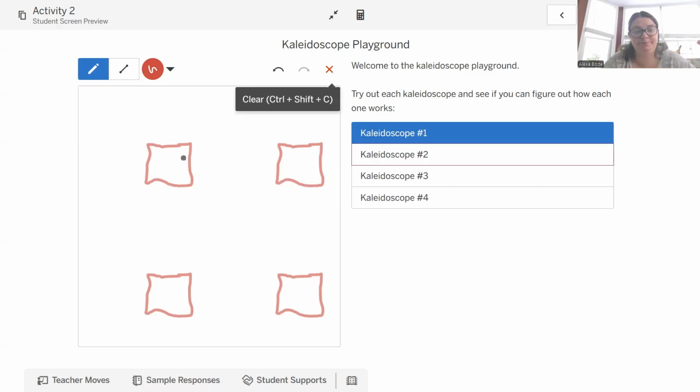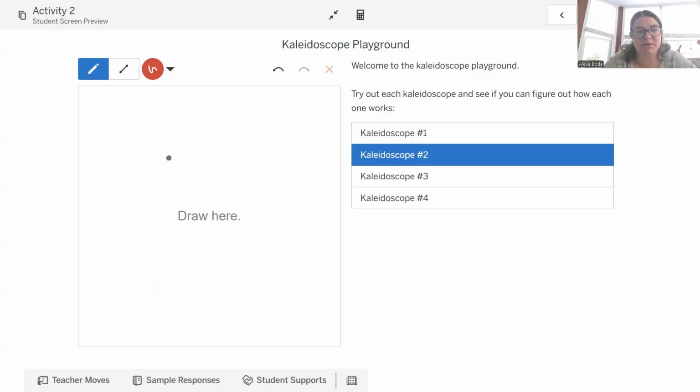This one here, if I draw my rectangle or my square, it's almost like it's turning it. Notice that they're all not facing the same way. So as I draw this, this is turning my square in different positions.